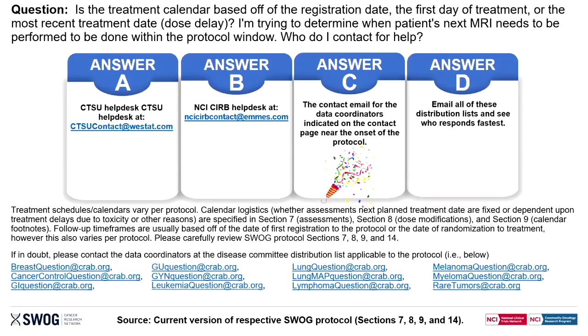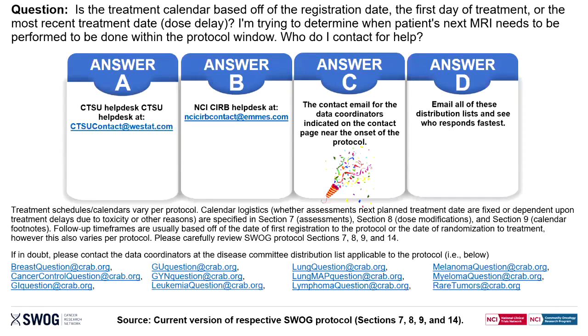Treatment schedules and calendars vary per protocol. Calendar logistics, whether assessments and next planned treatment dates are fixed or dependent upon treatment delays due to toxicity or other reasons, are specified in section 7 under assessments, section 8, which is dose modifications, and section 9, which is the study calendar and its footnotes. Follow-up timeframes are usually based off of the date of first progression to the protocol or the date of randomization to treatment. However, this also varies per protocol.